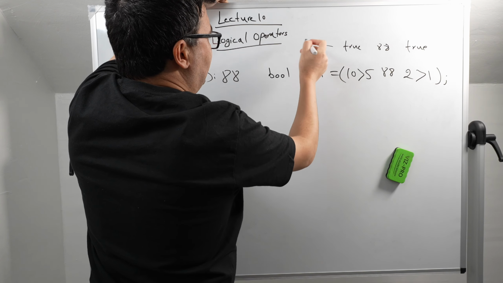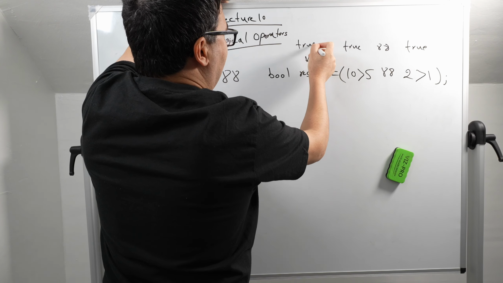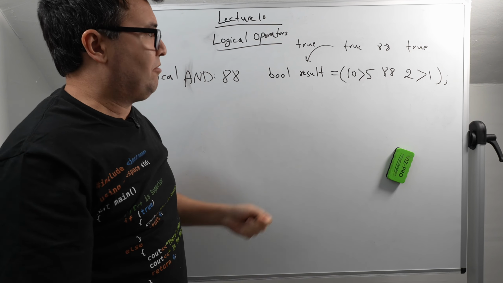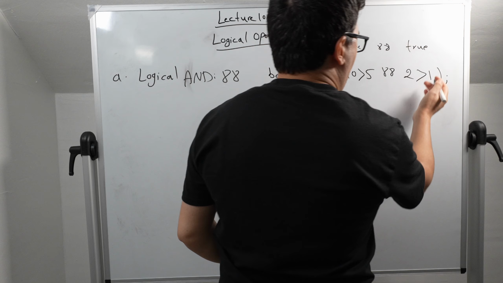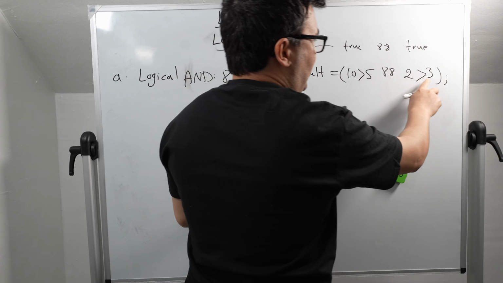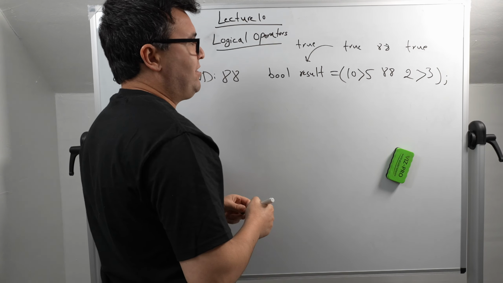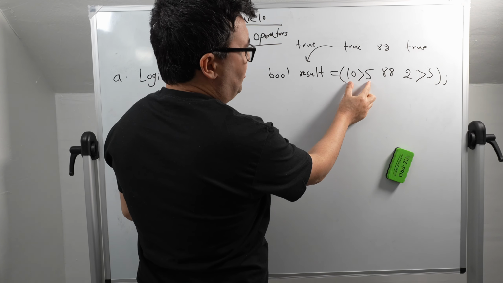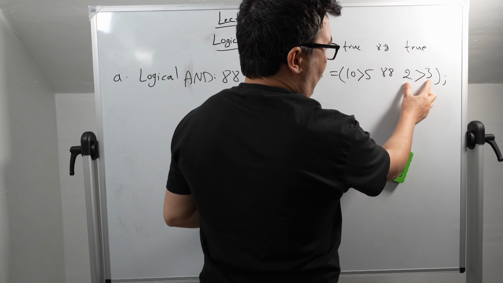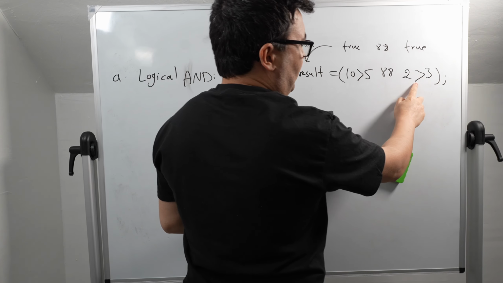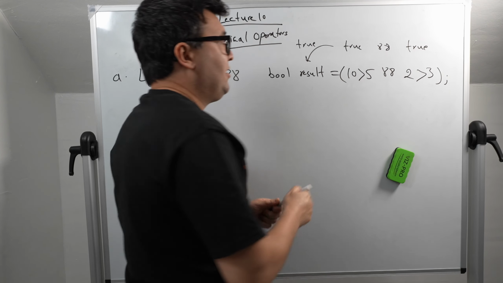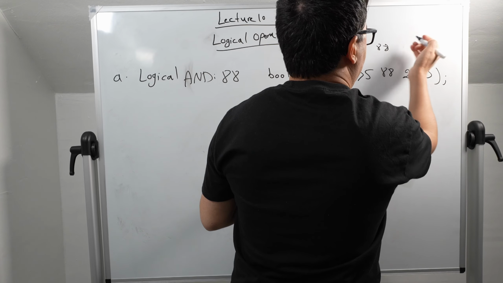So now inside the result variable, the result is true. Otherwise, if one of these conditions is false, for example, if we change the 1 to 3, we can see this first part is true because 10 is larger than 5. But the second condition is not true because 2 is not larger than 3. So it means this is false.